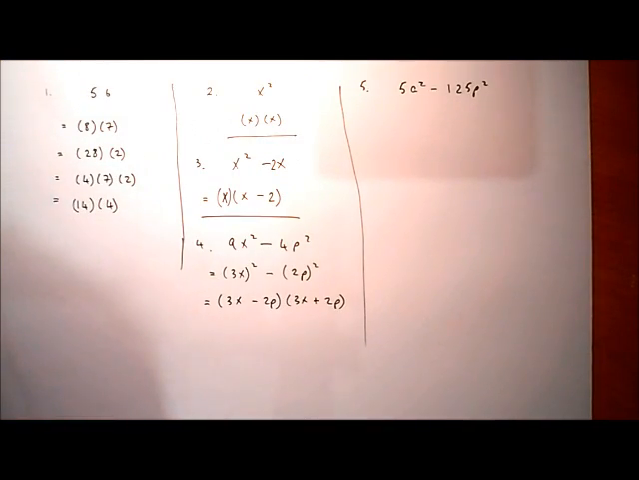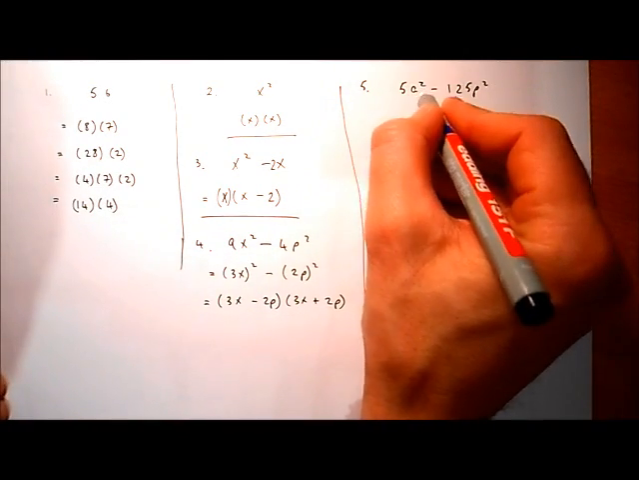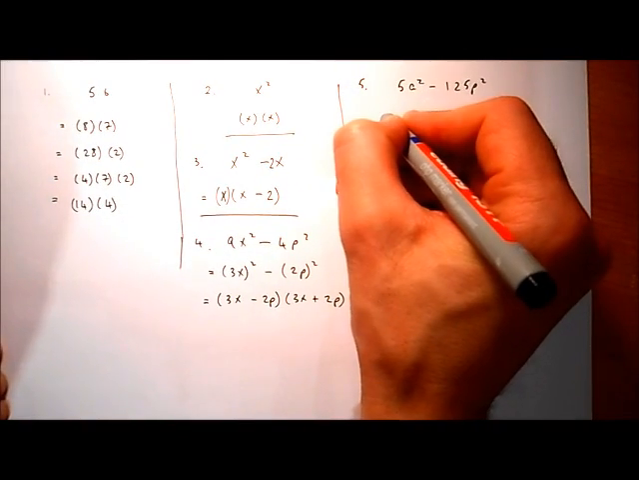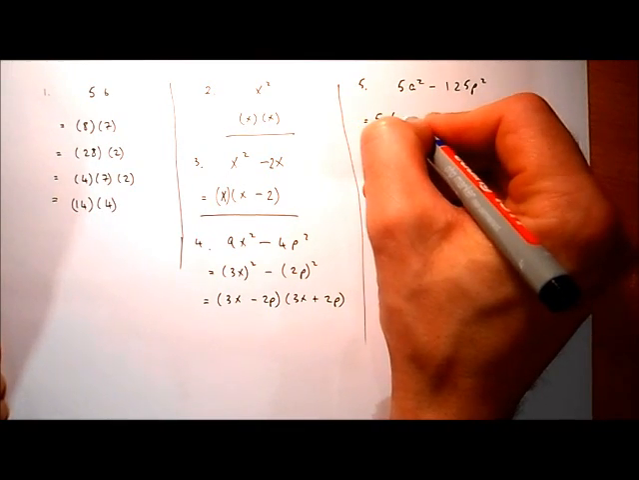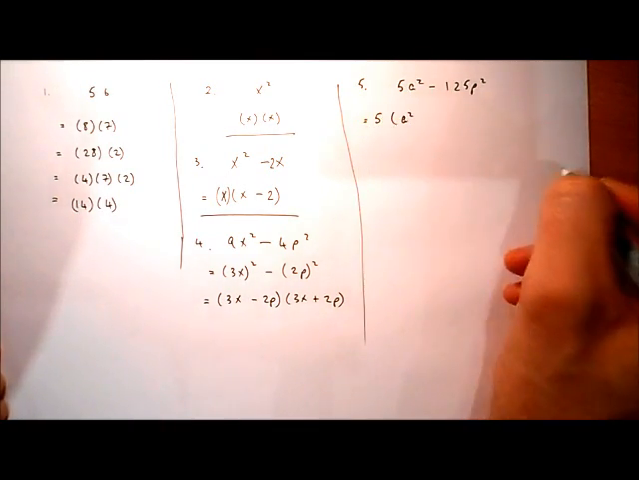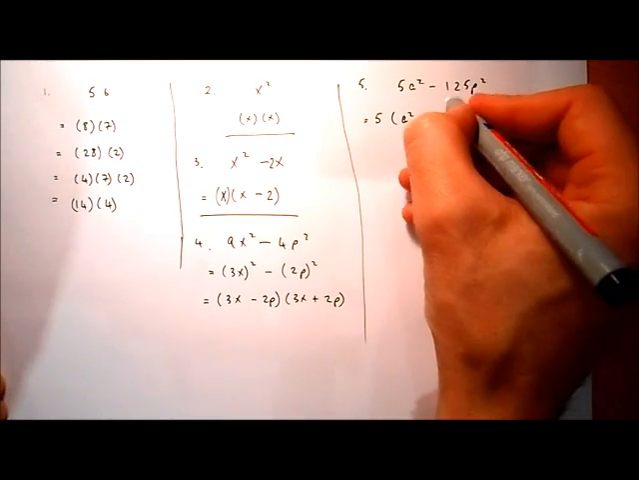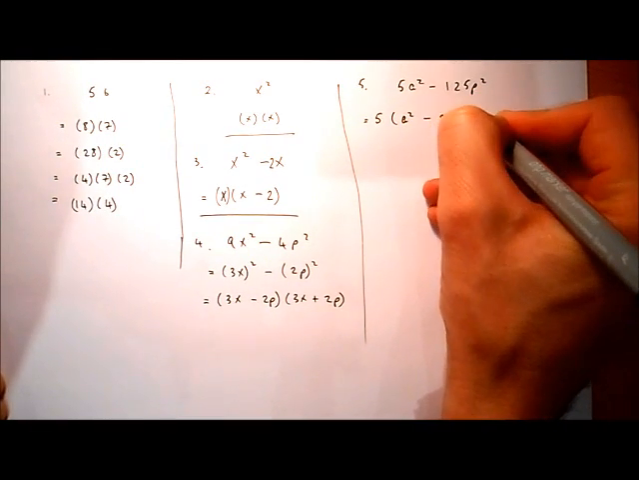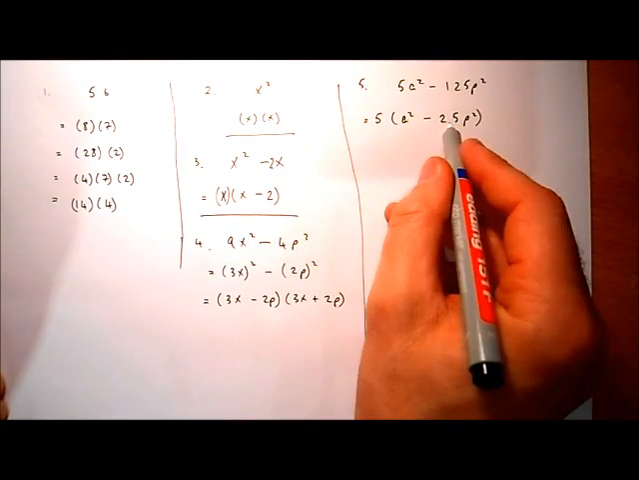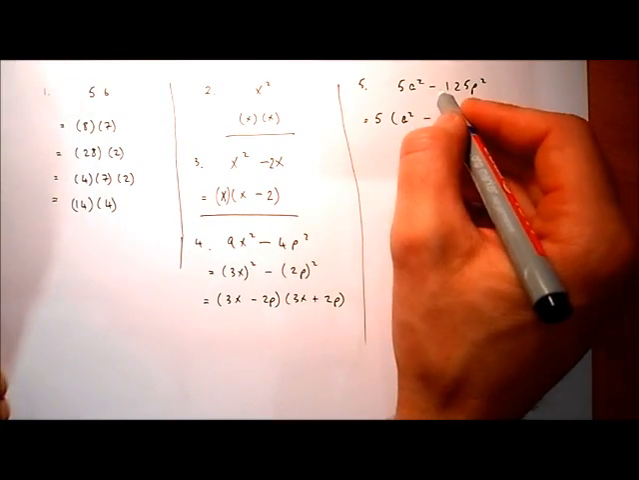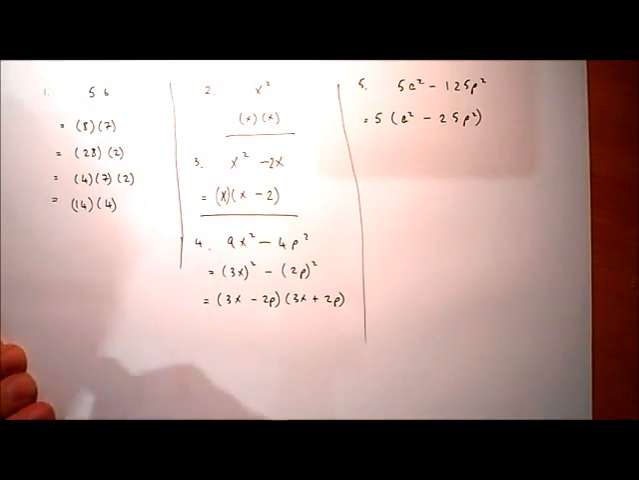So it kind of looks like the difference of 2 squares, but 5 and 125 are not perfect squares. So we're going to just take out a common factor here. A common factor between both of them is 5. So I could rewrite this as 5 multiplied by a squared, because 5 by a squared gives me 5a squared, and 5 by minus 25p squared will give me minus 125p squared.